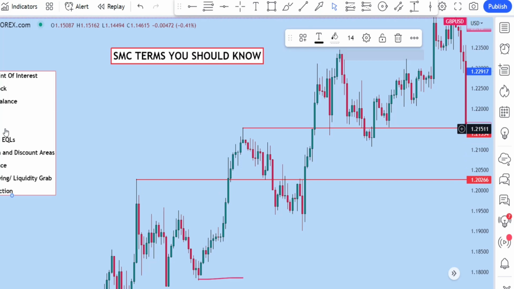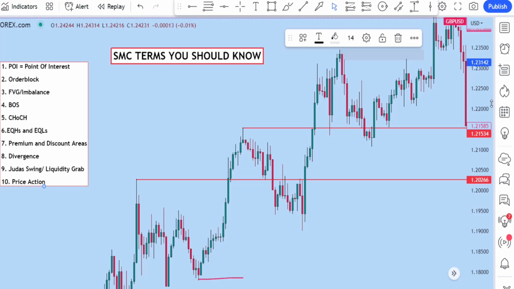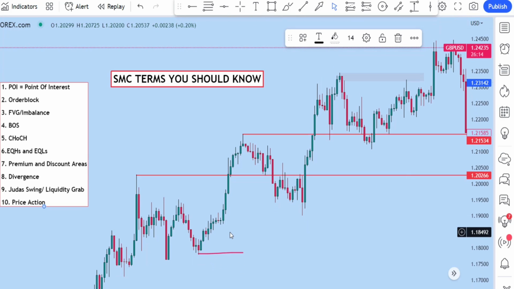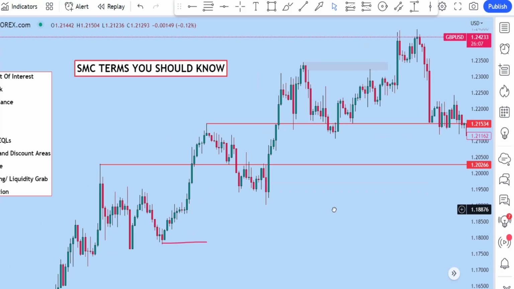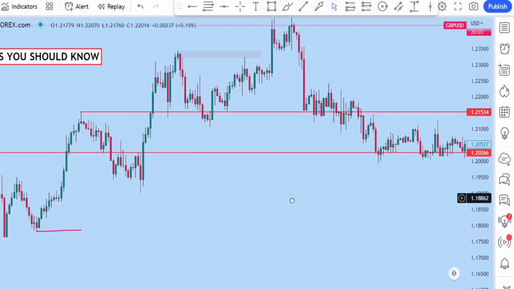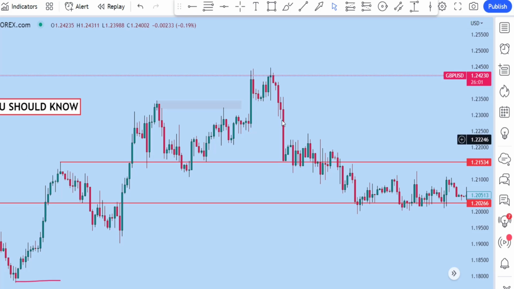And then the next one is change of character. Change of character is the same thing as a break of structure, but this time around it's just a coined term to show you that there is a shift in market direction. For instance, if we are dealing with an uptrend, at a point where we see market giving us a downtrend, that is what we call a change of character.